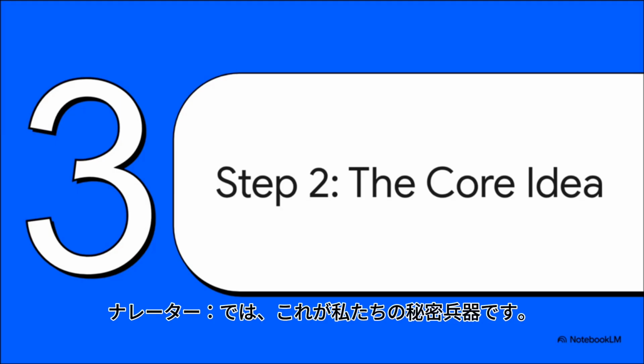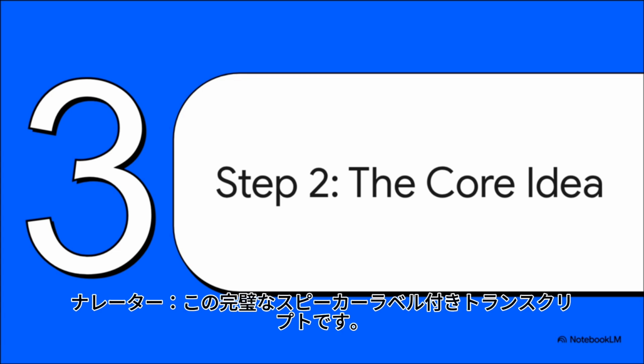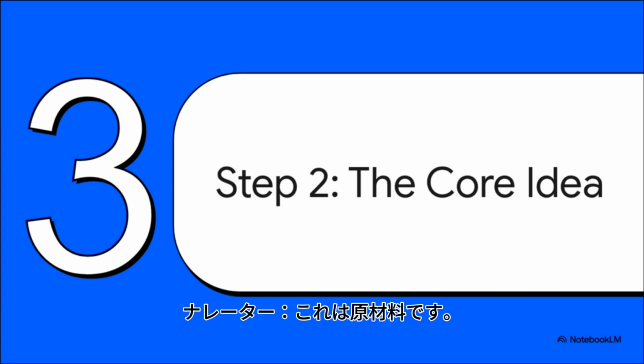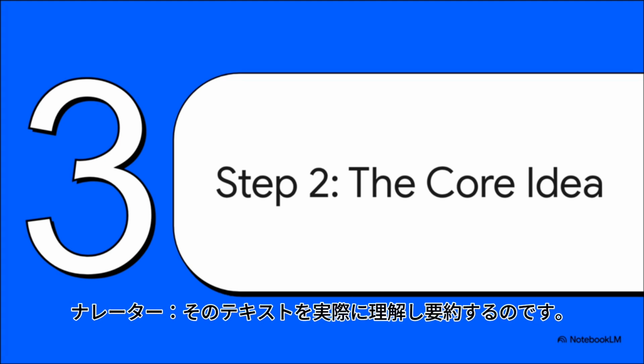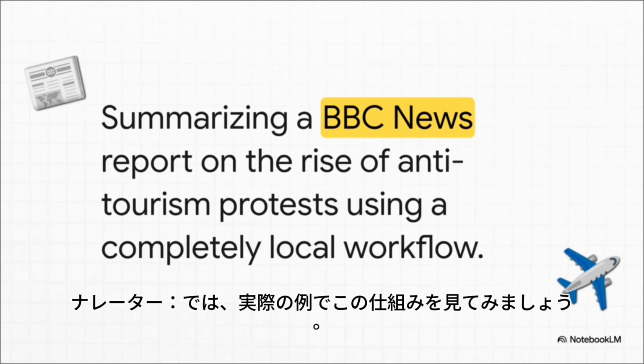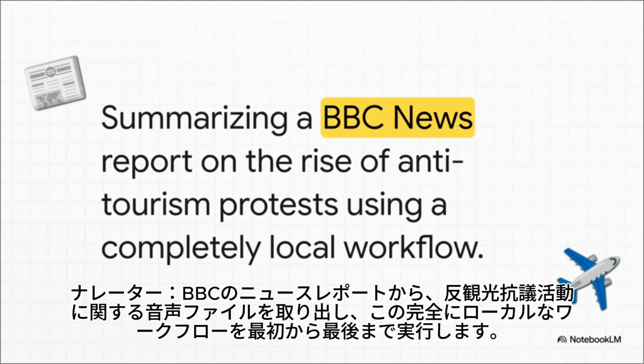Okay, so now we have our secret weapon, this perfect speaker-labeled transcript. This is our raw material. And now we can unleash other local AI tools to do the really cool part, to actually understand and summarize all that text. So let's see how this works with a real-world example. We're going to take an audio file from a BBC News report that's all about anti-tourism protests, and we're going to run it through this completely local workflow from start to finish.